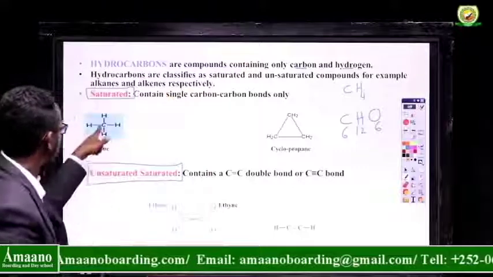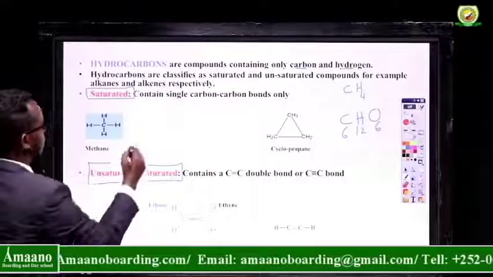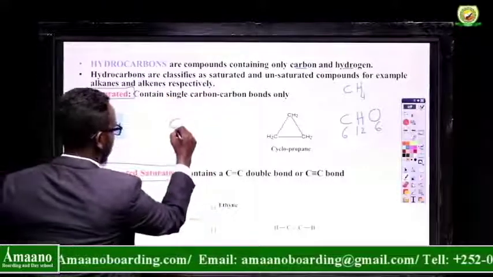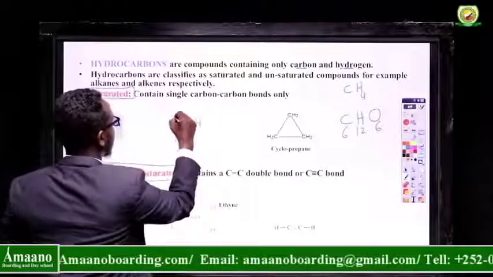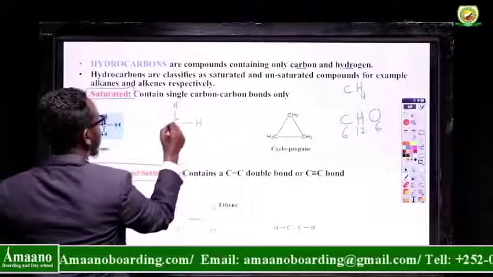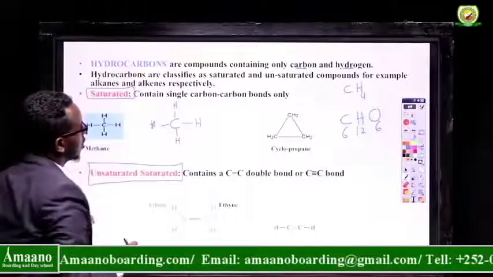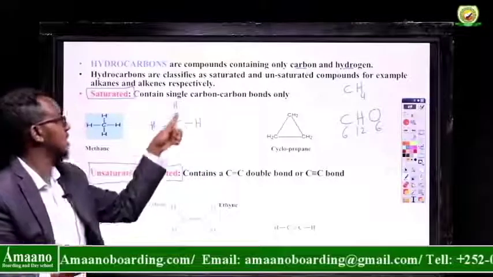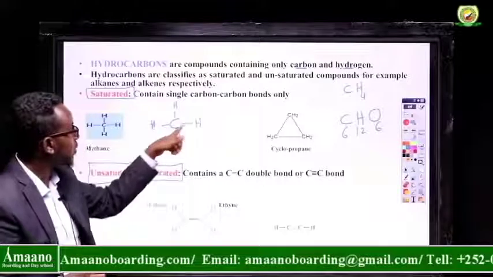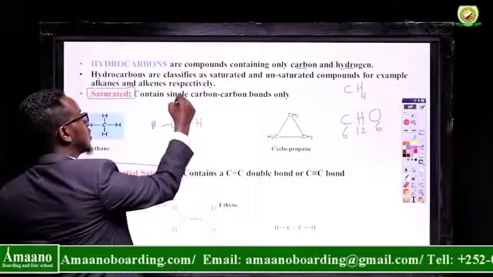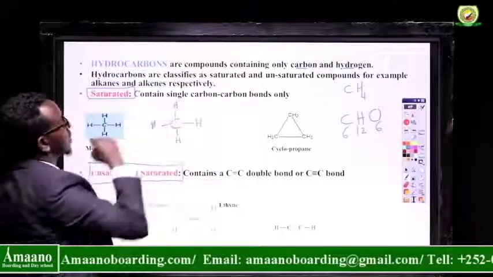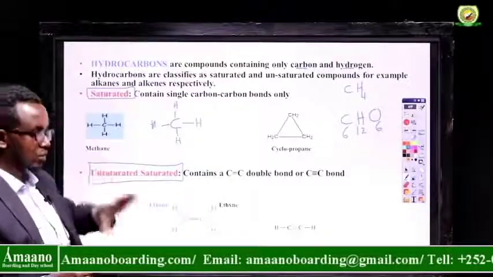For example, consider this one. This carbon contains a single bond. Again, a single bond. Again, a single bond. And here a single bond. So all bonds are single bonds between atoms. For example, carbon single bond carbon, carbon single bond carbon. These are called saturated hydrocarbons.